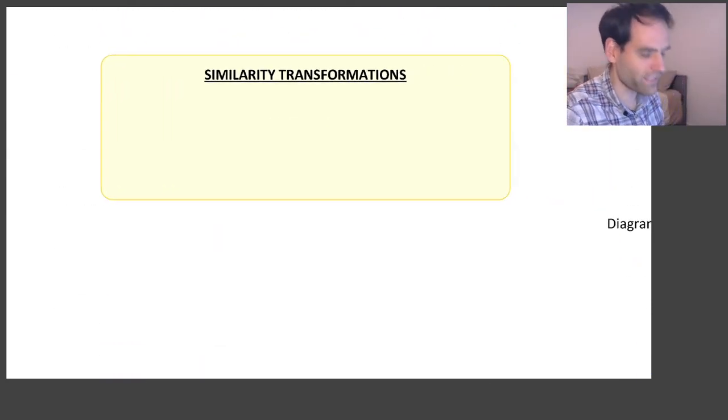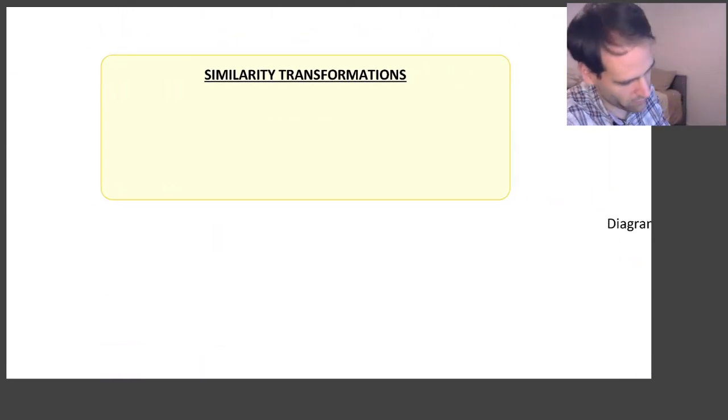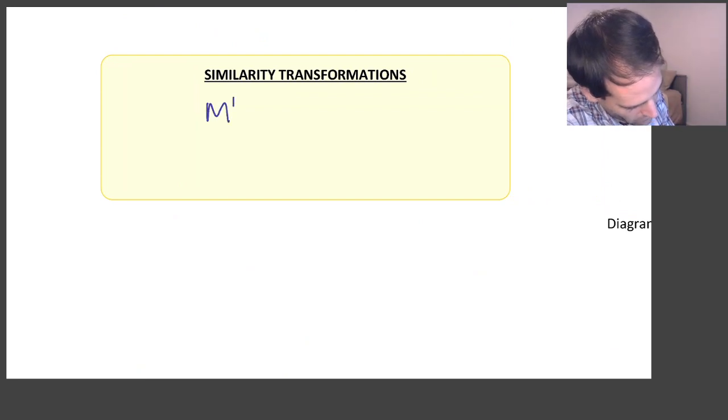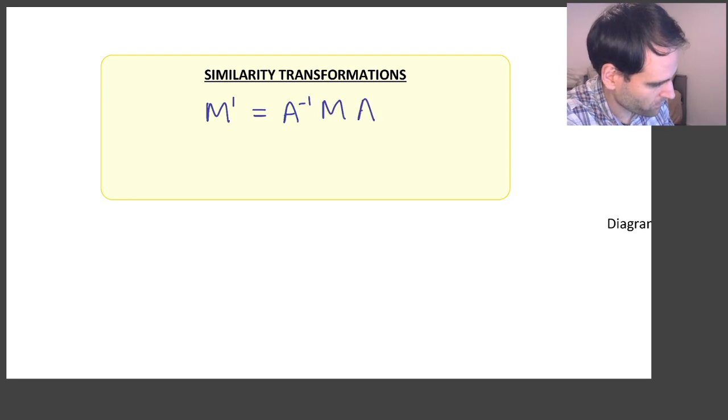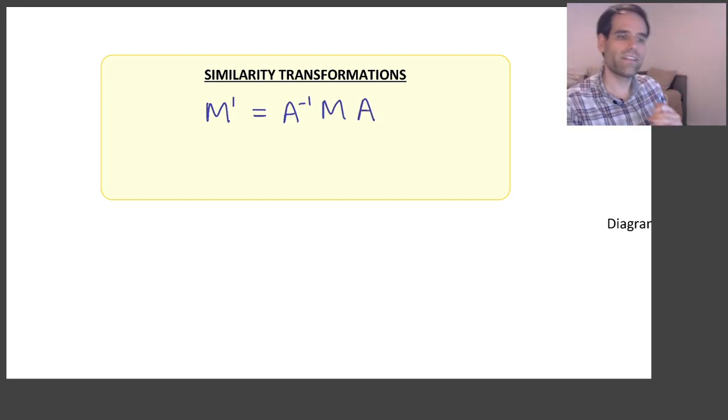So that is called a similarity transformation. So let's write it here. M prime equals A⁻¹ times M times A. Now, what if you had M prime and you wanted to calculate M? So how would you do it?